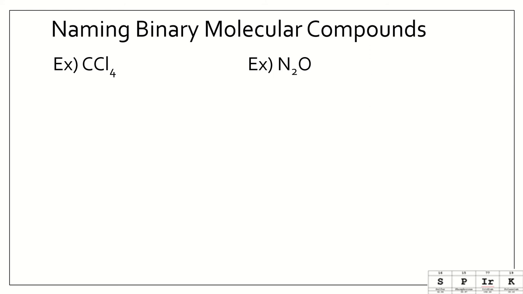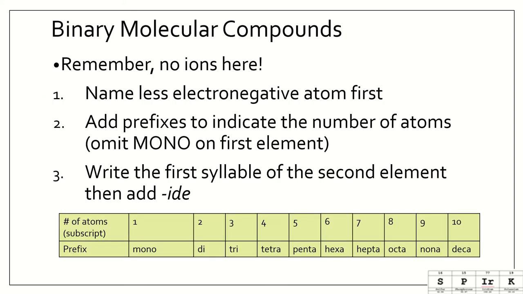CCl4. So carbon is the least electronegative, so we write carbon. And then we add prefixes. So I should have read through the prefixes.